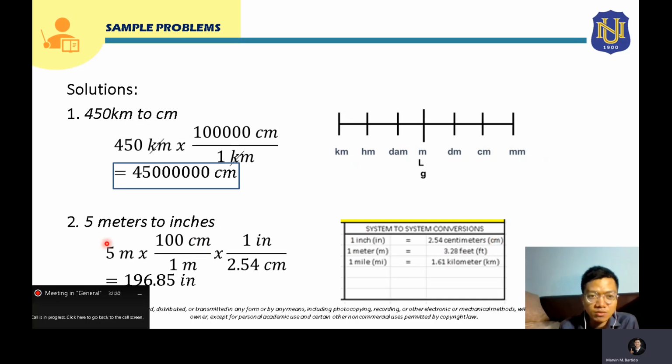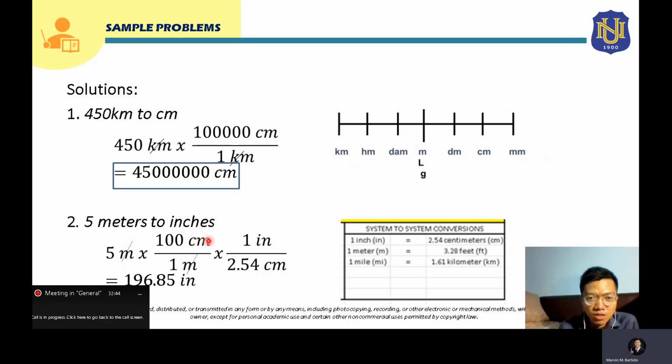So let's do this. This will be the solution. For 5 meters to inches, let's first convert this to centimeters. For every 1 meter, there are 100 centimeters. So you're going to put meter here in the denominator to cancel this.